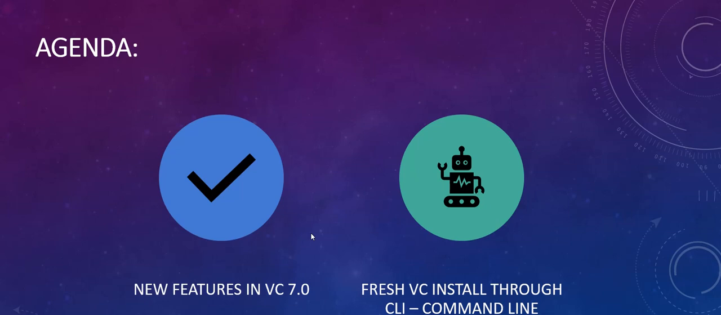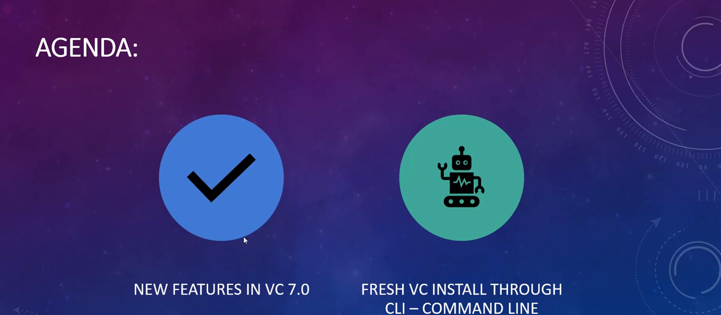In 7.0 you can perform VC installation in three ways. One is the CLI installer, which is the command line utility. The next one is the user interface, where we have a UI installer that you have to launch and provide the input for. And the next one is using the API. In this video, I'll try to cover only the CLI part.